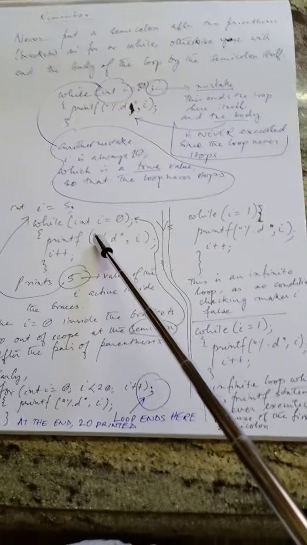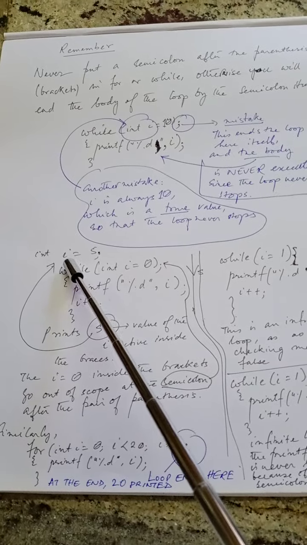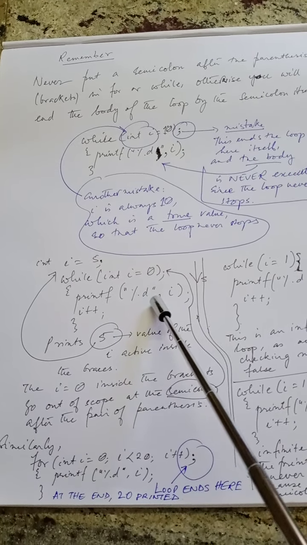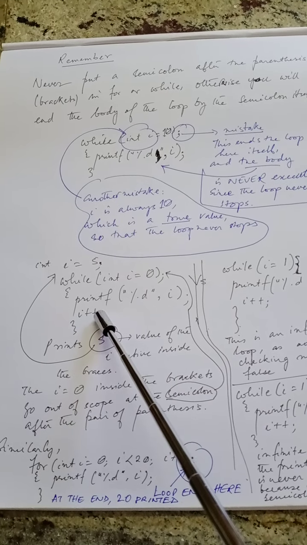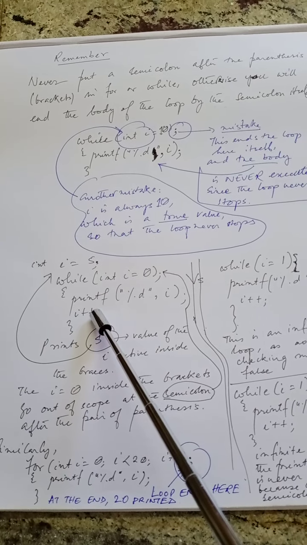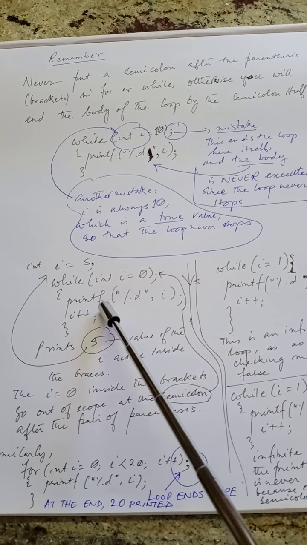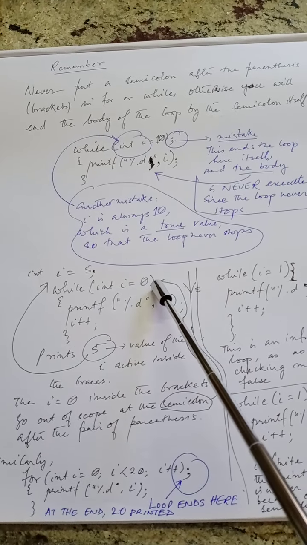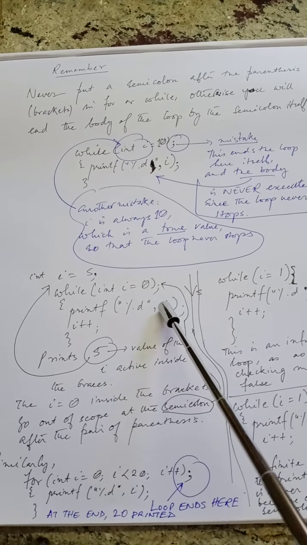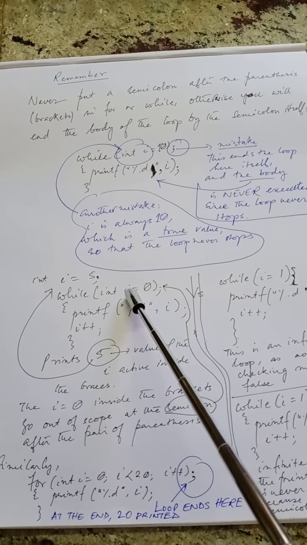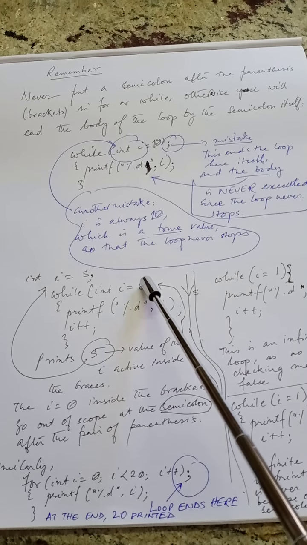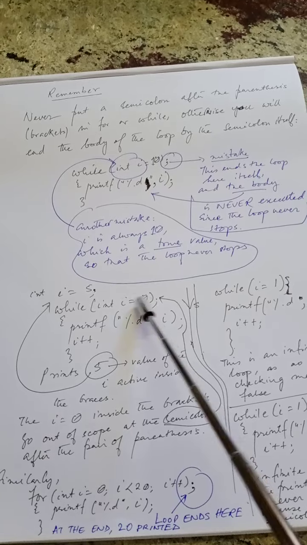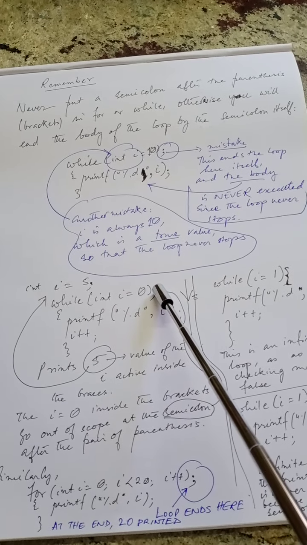Look at the other two loops, for example. So int i equals 5, while (int i = 0); printf("%d", i++). But here we have added a semicolon. So what do you think will happen to this i? The answer is here i equals 0, right? So the i value is false. So this loop ends there.